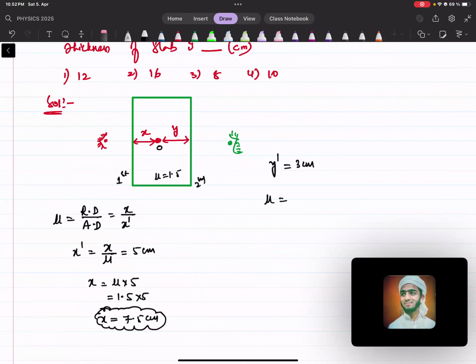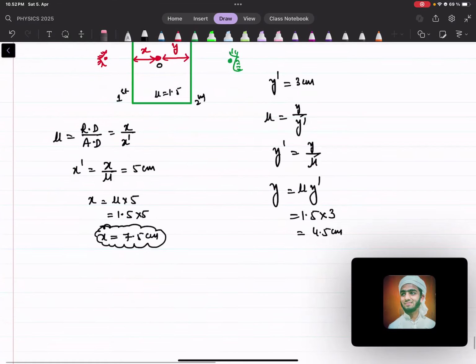Mu is equal to real depth divided by apparent depth. So y dash is equal to y divided by mu. So I need to calculate y. Y is equal to mu into real depth. Mu value is 1.5. Y dash value is 3. 1.5 into 3 is how much? 4.5 centimeters. What is the total thickness?